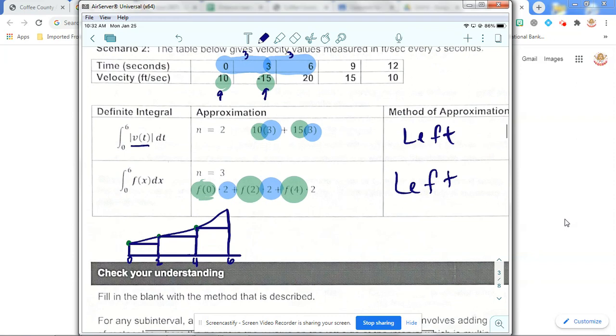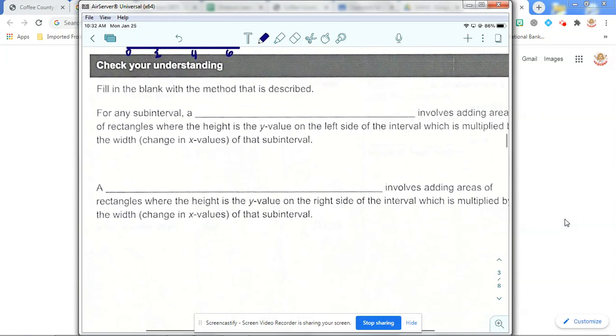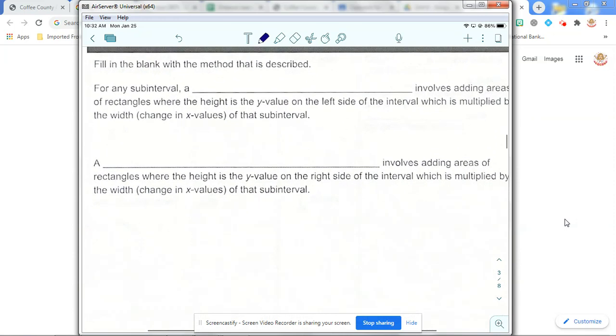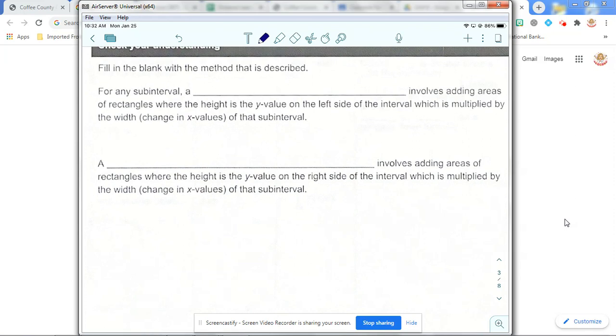All right, so some of these you do kind of have to get creative and draw your own graph and just kind of go through what the approximation is saying. So we're going to fill in the blank with the method that is described. So for any subinterval, a blank involves adding areas of rectangles where the height is the y value on the left side of the interval, which is multiplied by the width, which is the change in x values of that interval. So that should be the left Riemann sum.